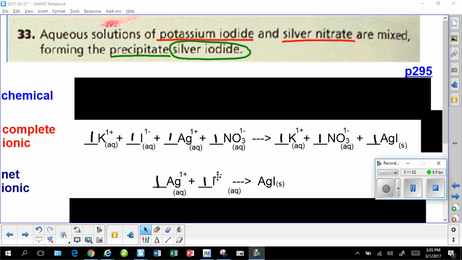And so these are the guys that make up the solid. All right? So we got silver and iodine. Everybody else was there just to get silver and iodine into the water. That's it. And that is the purpose of a net ionic equation, to see what's really happening. Where is the action taking place?